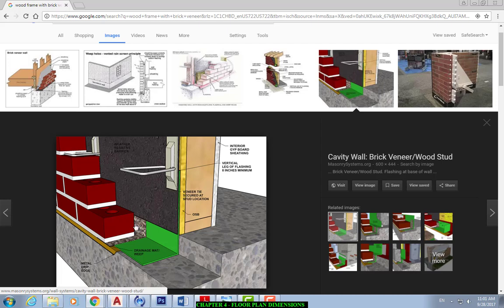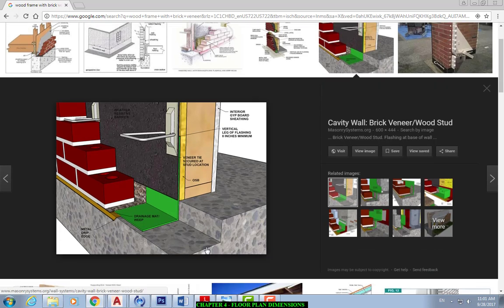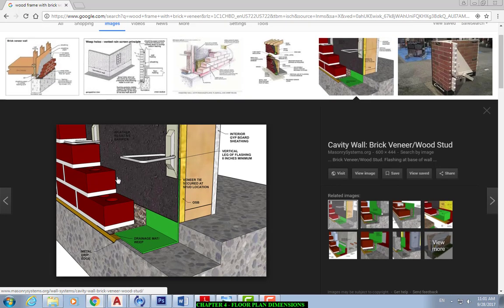Now notice there's a space between the brick and the actual edge of the sheathing, which has the vapor barrier. That's airspace. Now this part that drops is called a brick ledge. And when we talk about foundation plans, we're going to discuss this more in depth. But you have to provide this brick ledge. And notice it's lower than this one. But how do you tie it down?